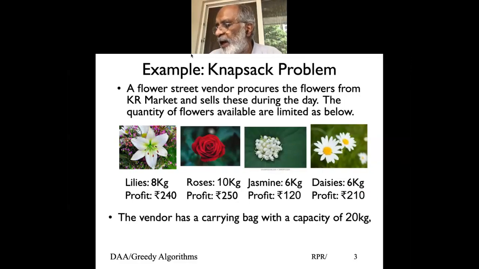Now the vendor has a bag of 20 kg. There are only 4 varieties available. Total weight is 8 plus 10, 18, plus 6, 24, plus 6, 30 kg. So the total weight available is 30 kg, but the vendor has a bag of 20 kg. Now the question is, what does the vendor do? Which varieties should the vendor buy from KR market to sell so that the profit is maximized? And then we look at how the greedy approach would solve this problem.